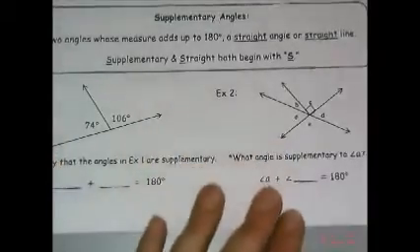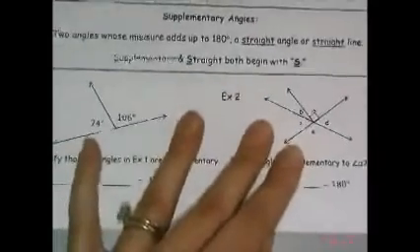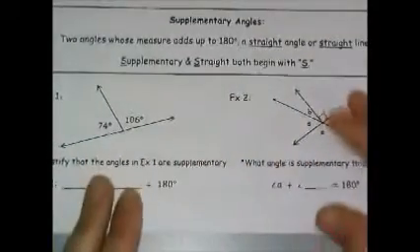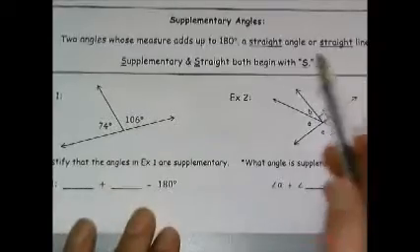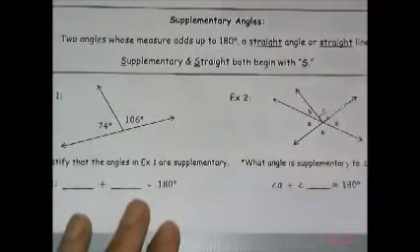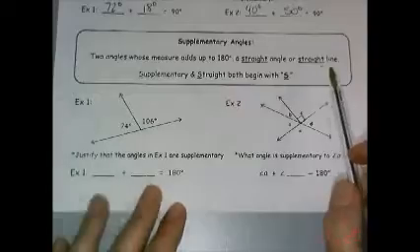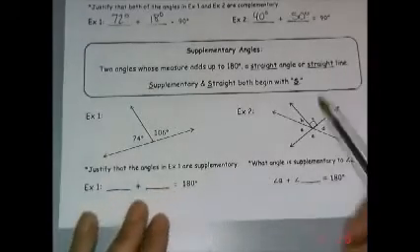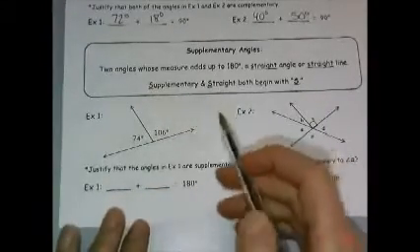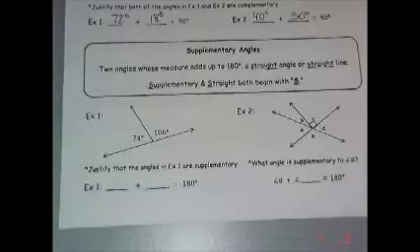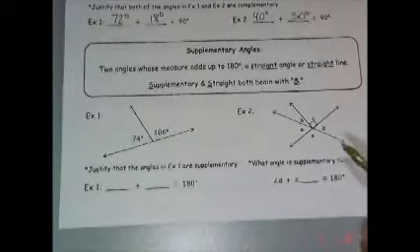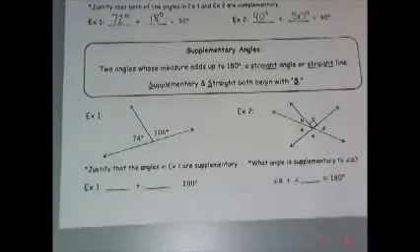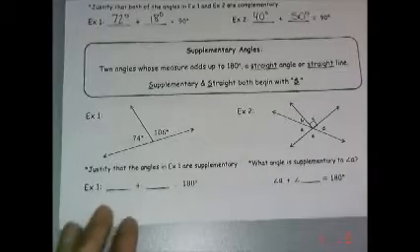Supplementary angles, this is going to go on the next page in your notebook, are two angles whose measures add up to 180 degrees, a straight angle or a straight line. Supplementary and straight both begin with the letter S, so whenever you see the S in supplementary, you can remember that that is a straight angle. Two angles add together to equal 180 degrees, which is a straight angle.